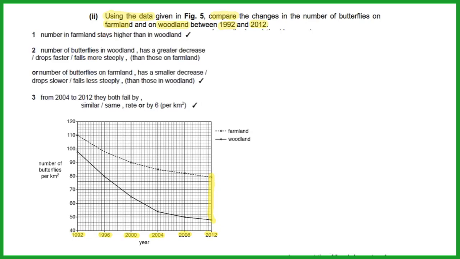So the first 3 correct points in the mark scheme is that the number in the farmland stays higher than the number in the woodland, so it's a comparative statement about the numbers of butterflies. The number of butterflies in the woodland has a greater decrease than those in the farmland. Then from 2004 to 2012, they both fall by about the same amount.